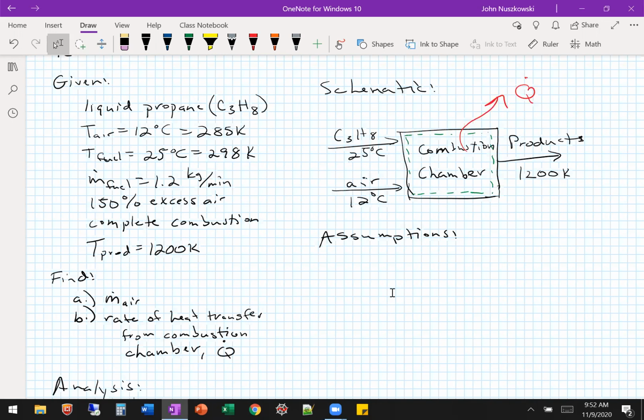Well, we were given the mass flow rate of fuel going in. So that's one part of our mass balance. Then maybe we could explore a chemical balance to find... well, no, that would include both air and fuel. Well, that's a dead end. What did we solve for last problem?